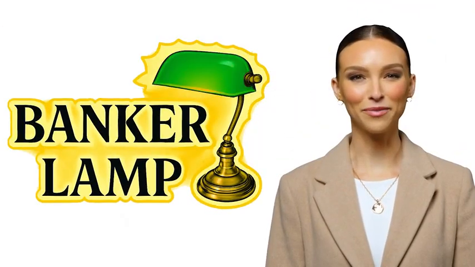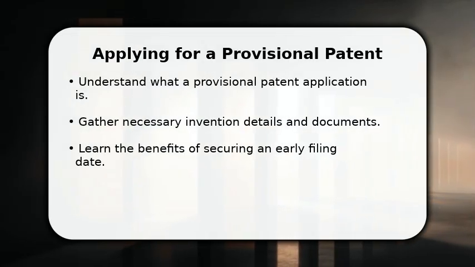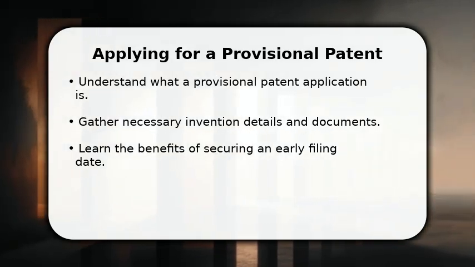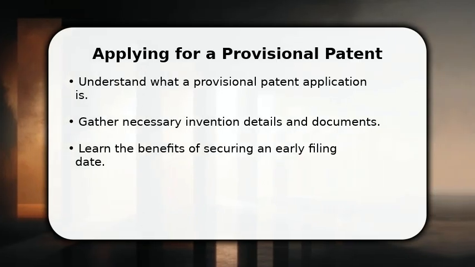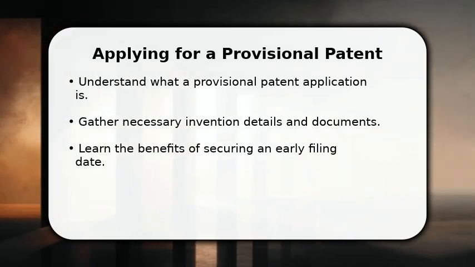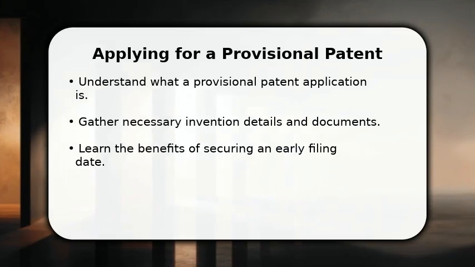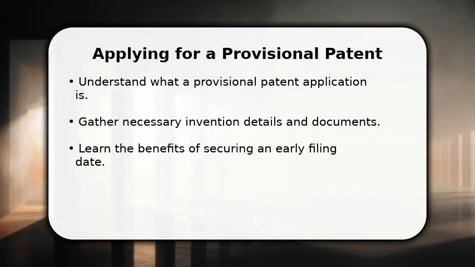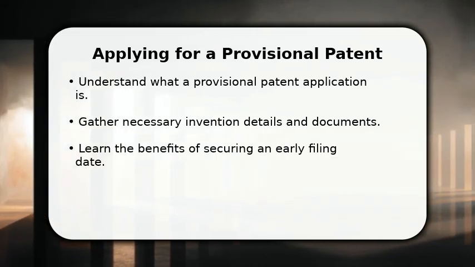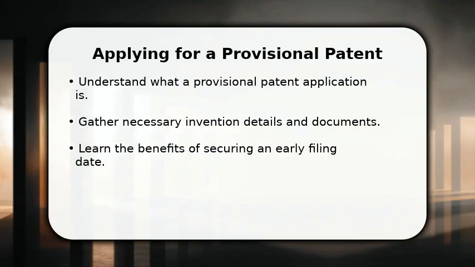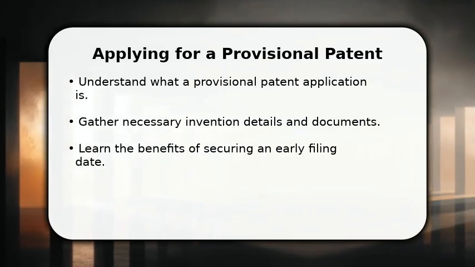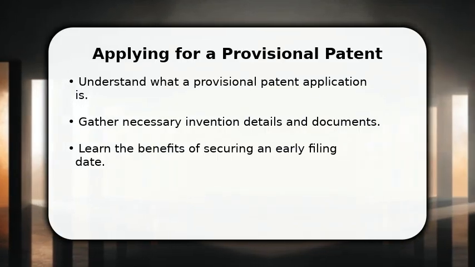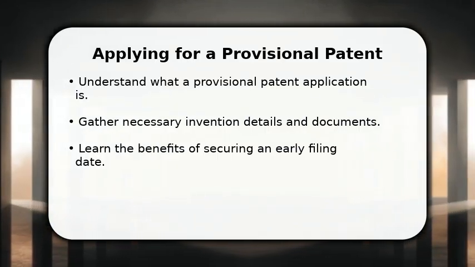Please enjoy the video. In this video, I will explain how to apply for a provisional patent online. First, understand that a provisional patent application is a temporary placeholder, securing an early filing date for your invention. It's a cost-effective way to gain patent pending status for 1 year, allowing you time to refine your idea and assess market potential before committing to a full utility patent. This process is simpler and more flexible than a non-provisional application.